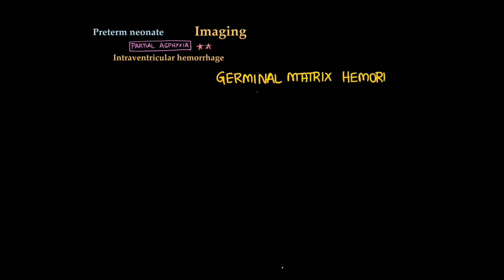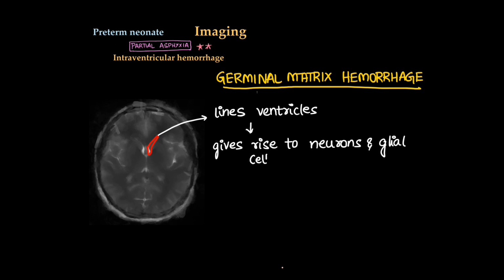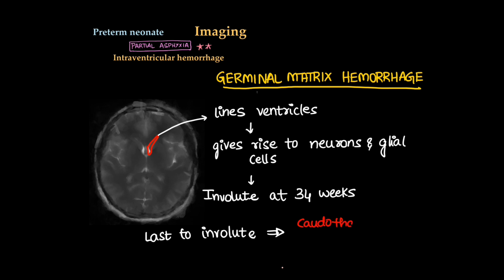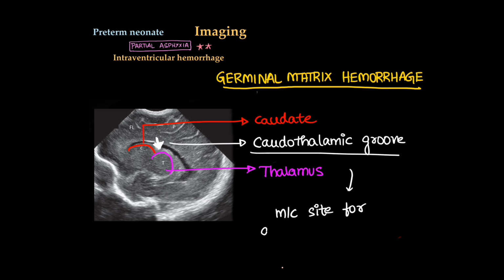First we will see what is germinal matrix and why hemorrhage occurs in the germinal matrix and not other areas. Germinal matrix is the lining of ventricles which is present in the preterm neonate. This will later give rise to neurons and glial cells, and it will involute by the time there is 34 weeks. So this germinal matrix, the last to involute, is present in caudothalamic groove. What is caudothalamic groove? Here is the caudate nucleus and here is the thalami on sagittal section from anterior fontanelle. This is the caudothalamic groove. So germinal matrix is present here even in preterm neonate, last to involute. That's why this is the most common site for germinal matrix hemorrhage.